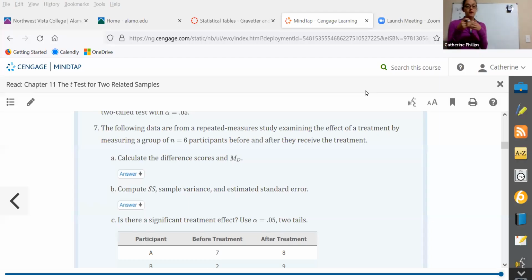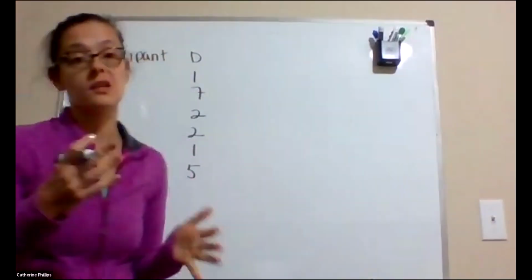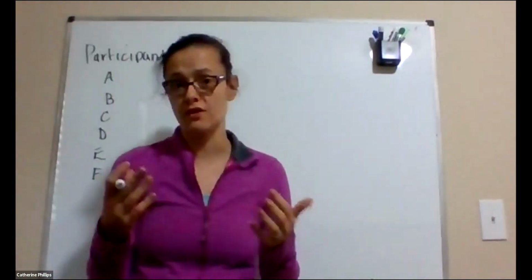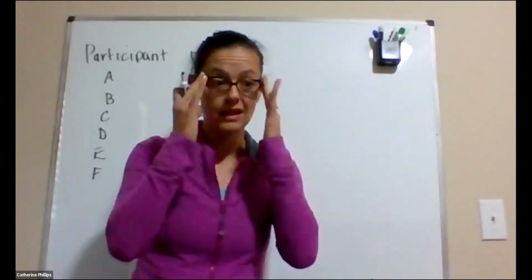So continuing with the two related samples t-test, I've got my participants and their difference scores from 7A. I've just condensed it so that I have more space on my whiteboard. Now I'm going to compute the sum of squares, and from there, the variance and the estimated standard error. Okay. We can actually skip calculating the standard deviation of the difference scores because we don't need it. Not yet.